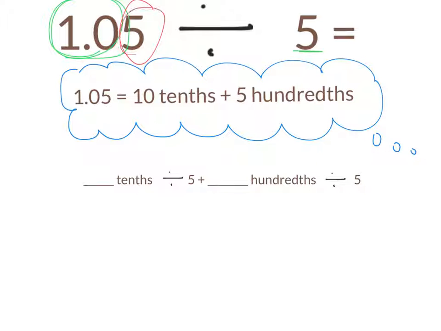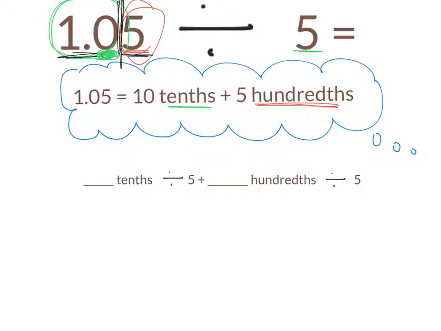And then I'm left with a 5. Is that also divisible by 5? So I know that I want to split the number right here into a 10 and a 5. So if I'm going to call it 10 somethings, it's going to be 10 whats? Tenths. And I can tell that because the 0 is in the tenths place. And then if I want to call it 5 something, the 5 is in the what's place? Hundredths place. So I can think of 1.05 as 10 tenths plus 5 hundredths.